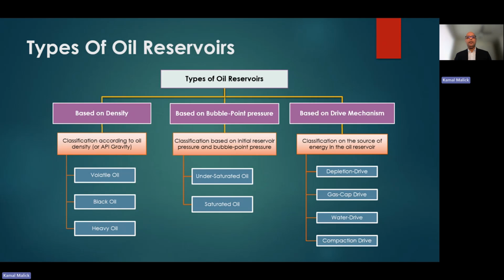Here's a look at the type of oil reservoirs. Oil reservoirs are classified according to three broad categories. They're classified according to their density as volatile, black, or heavy oil. They're classified according to their bubble point pressure as undersaturated or saturated oil reservoirs. And finally, they can be classified according to the drive mechanism as depletion drive, gas cap drive, water drive, or compaction drive. In Module 4 on types of oil reservoirs, we're going to look at all of these different types of oil reservoirs in more detail and look at their development plan and reservoir management issues and concerns from a holistic standpoint as part of this course.